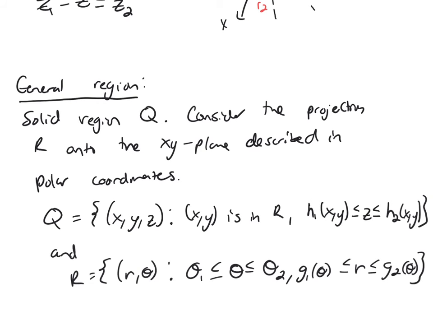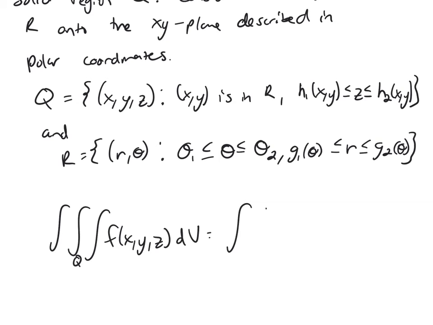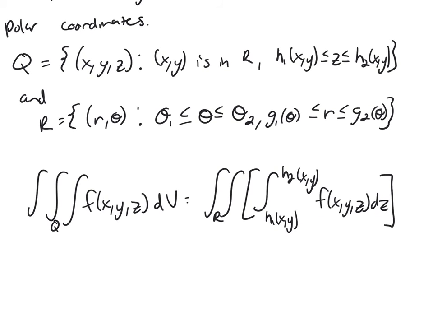So then when we're looking at our triple integral over the solid region Q of our function f, you can think of it as being a double integral over the region R, and then the integral from h1 of xy to h2 of xy. So you can think of it as this single integral and then a double integral.